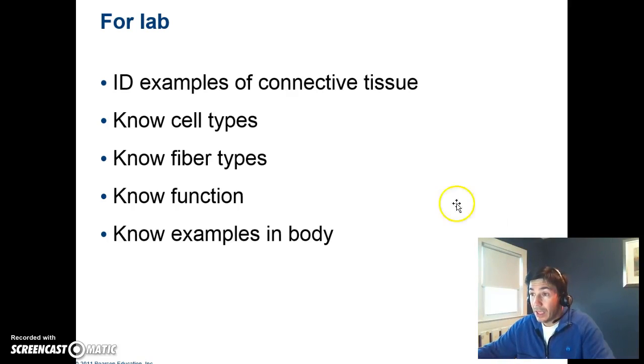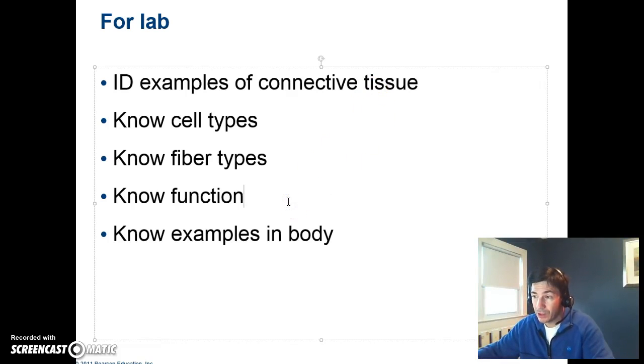Lab, what do we want to know about lab? We are going to go over different connective tissues in lab. You want to be able to identify them when you see them. You want to know which cell types are associated with that connective tissue, which fiber types, and then the function of each connective tissue and examples of where you find it within the body.